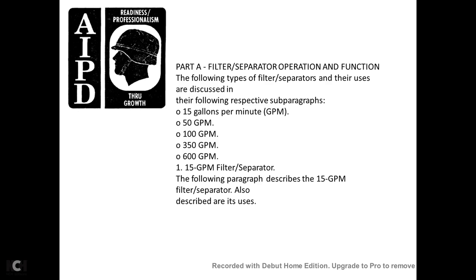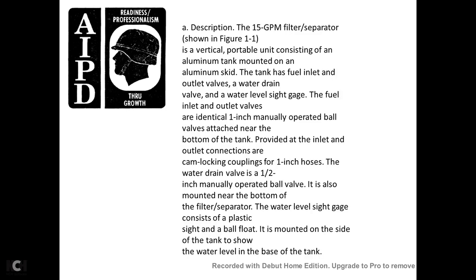15 gallon per minute filter separator. The following paragraph describes the 15 gallon per minute filter separator and its use. Description: the 15 gallon per minute filter separator is a vertical portable unit consisting of an aluminum tank mounted on an aluminum skid. The tank has fuel inlet and outlet valves and a water drain valve with a water level sight gauge. The fuel inlet and outlet valves are identical, 1 inch manually operated ball valves attached near the bottom of the tank, with a cam locking coupling for a 1 inch hose in the inlet and outlet connections. The water drain valve, a 1 inch manually operated valve, is also mounted near the bottom of the filter separator. The water level sight gauge, consisting of a plastic sight and a ball float, is mounted on the side of the tank to show the water level in the base of the tank.